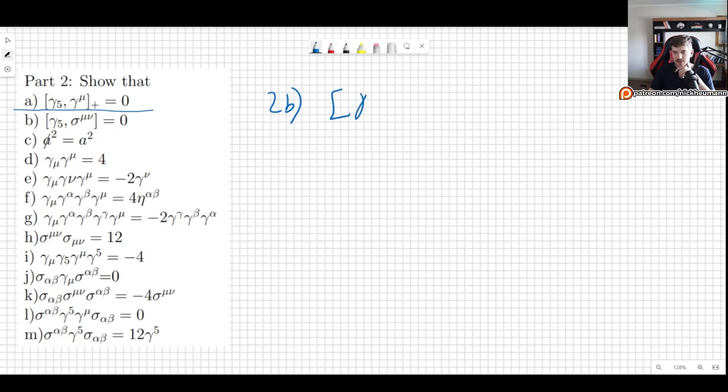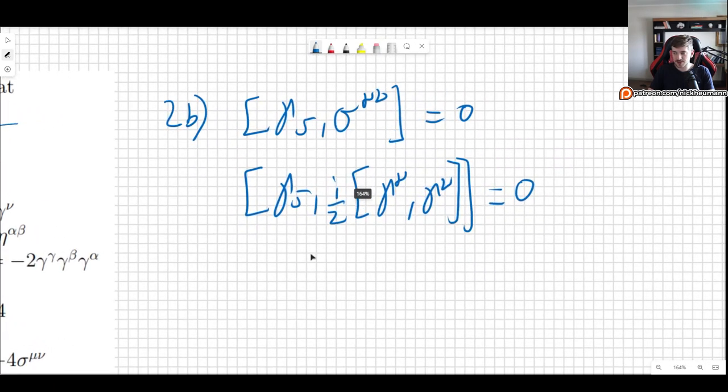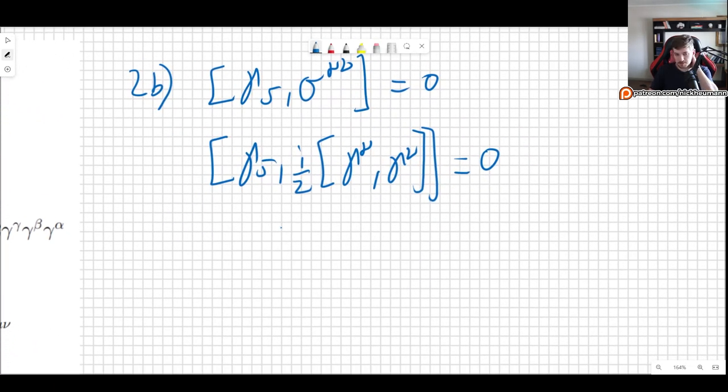So here we want to find the commutator, not anti-commutator, of gamma 5 and sigma mu nu. Right, so this has to be equal to 0. So this is the commutator of gamma 5 and i over 2 gamma mu gamma nu. Keep in mind there's always several different ways of doing this. I do recommend that you just try to do this in the simplest way possible, but keep in mind there's always a lot of ways of doing this.